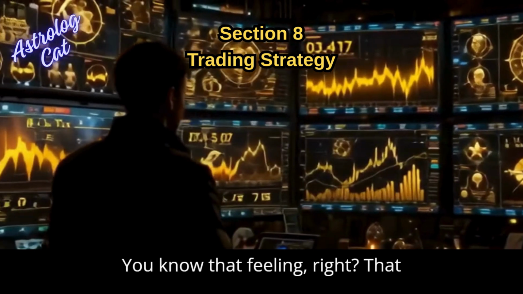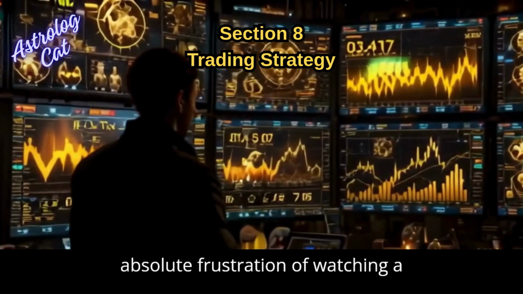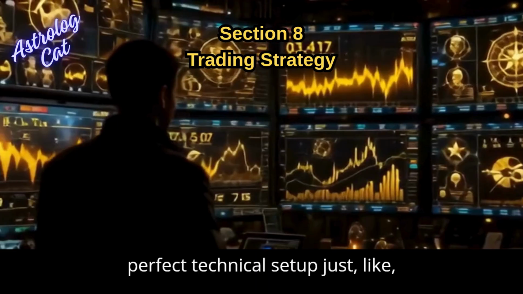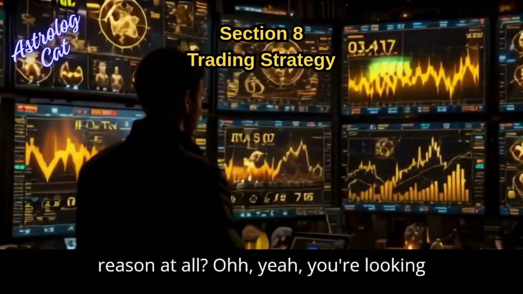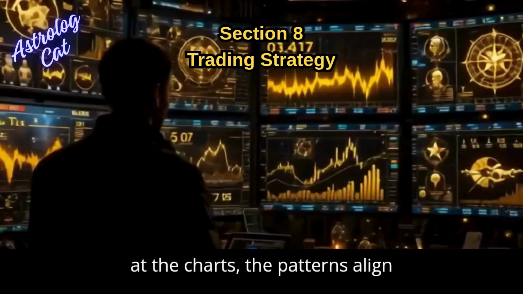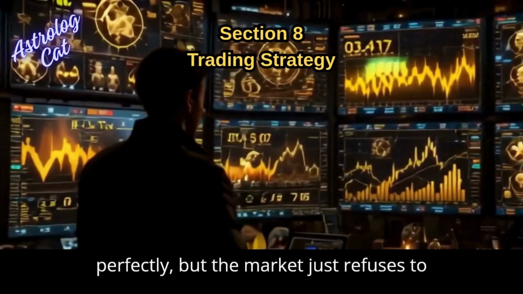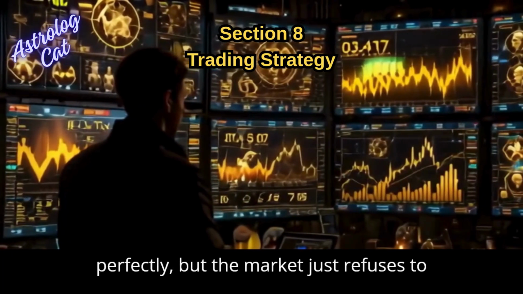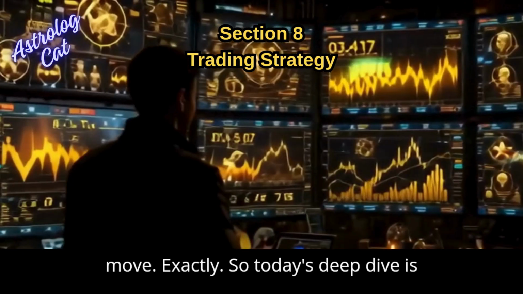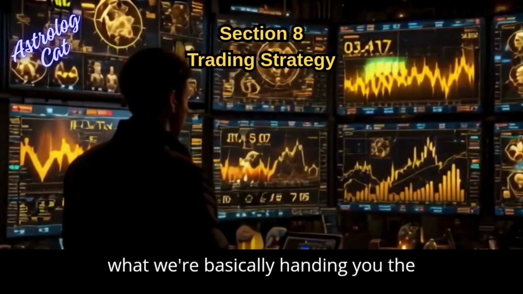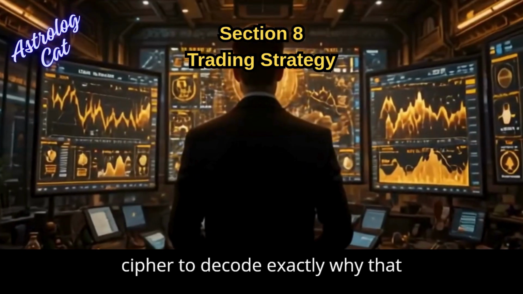You know, that feeling, right? That absolute frustration of watching a perfect technical setup just completely collapse for seemingly no reason at all. Oh, yeah. You're looking at the charts, the patterns align perfectly, but the market just refuses to move. Exactly. So today's deep dive is, well, we're basically handing you the cipher to decode exactly why that happens.